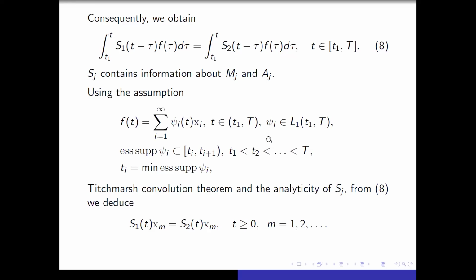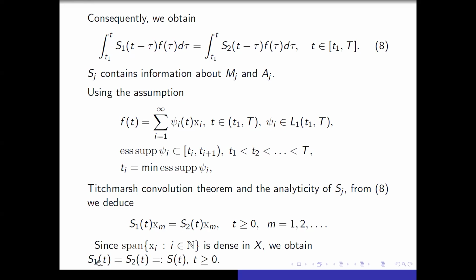Next I go through more quickly and say only some general words about the steps of the proof. We now use the assumption for this F, that it has such form. If I put this into this integral relation and also use the properties of psi j and Titchmarsh's convolution theorem, I get such relations. And now, since the span of this sequence of xi is dense in capital X, we get that S1 is equal to S2, and I redenote this simply by S.